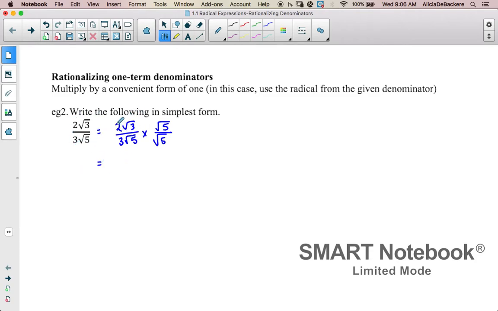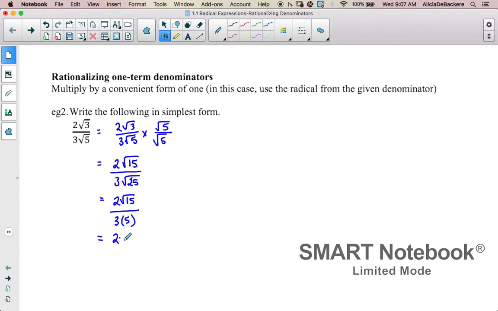And now I'm just going to multiply fractions, so I'm just multiplying the numerators together. Again, I can multiply the numbers under the roots together, and then in the denominator, same thing. Then I'm going to simplify. I can't simplify root 15. There's no perfect square that divides 15, so that's in simplest form already. And on the bottom, I've just got 3 times 5.